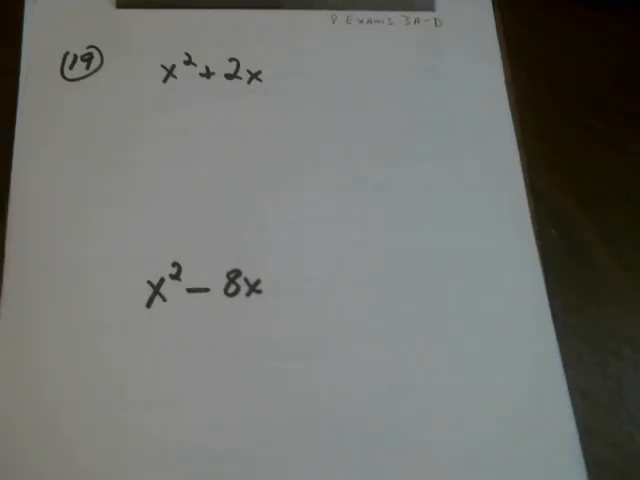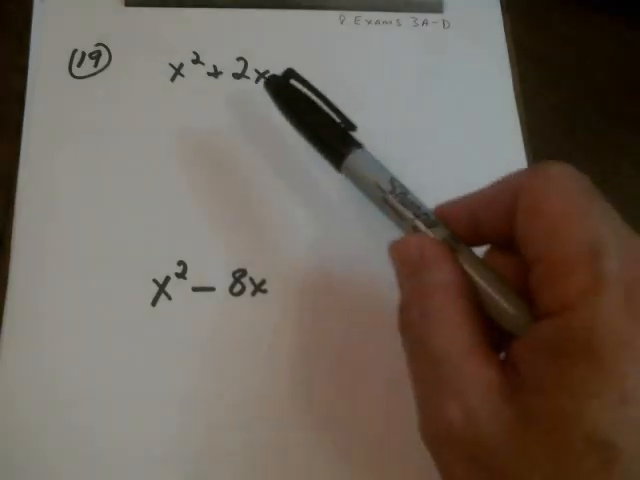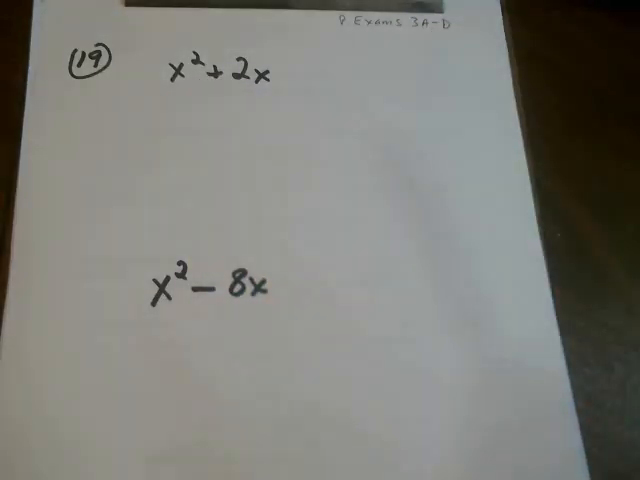Hello. So what I'm going to do here is work through the practice exams for exam 3, the problems number 19. So if we have 4 practice exams, I'll just go through in order. The first practice exam, that was A, read: use completing the square to rewrite x squared plus 2x.